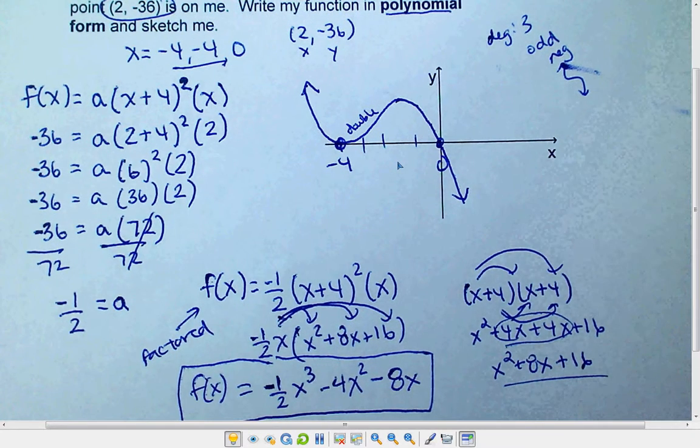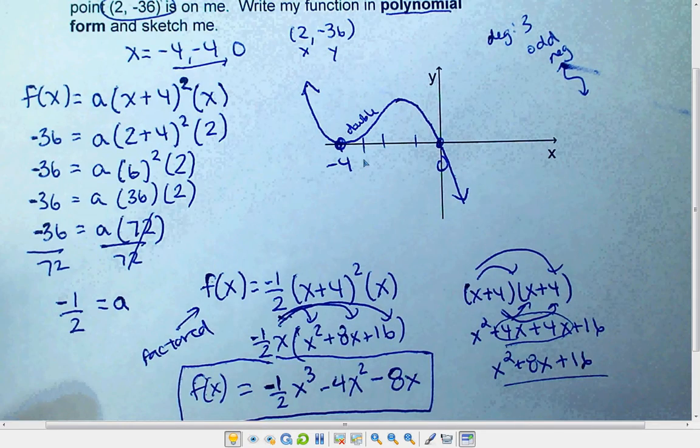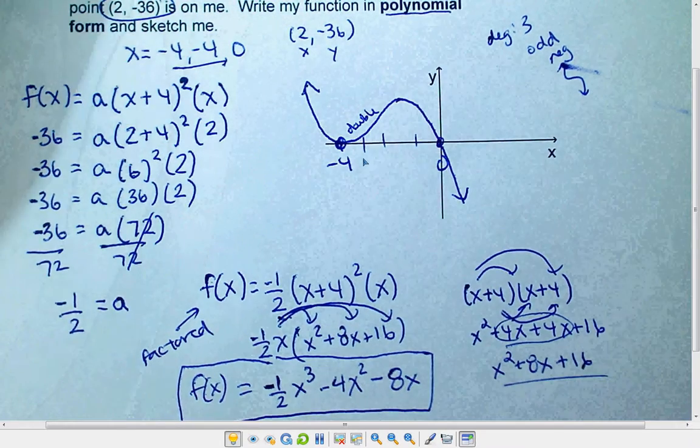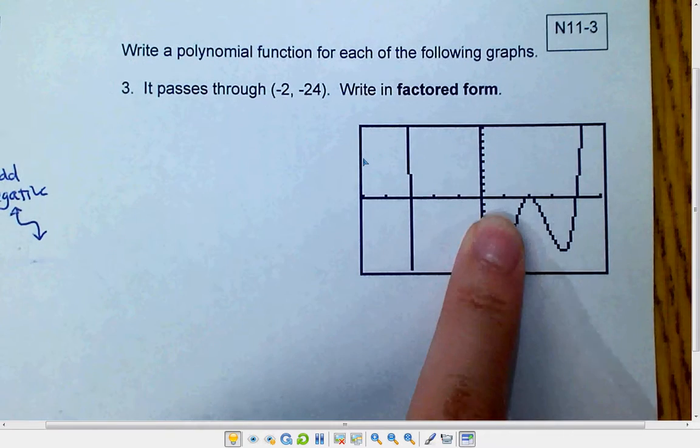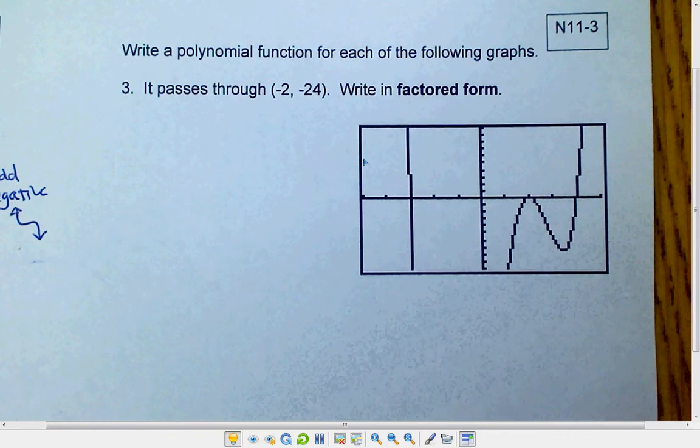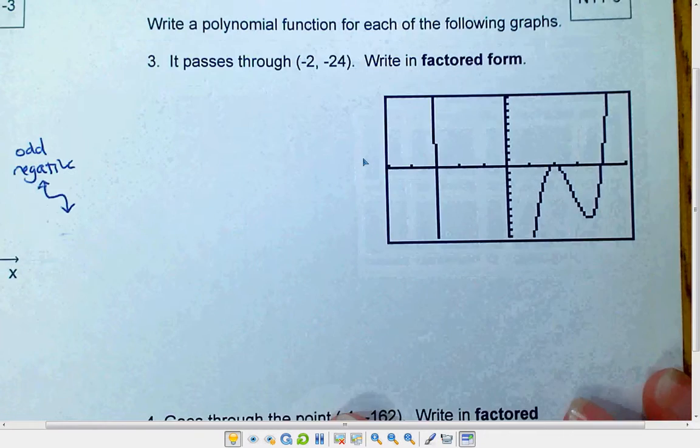Okay, let's do 3 and 4 now. So these two are a little bit simpler because this time we're starting off with the sketch. So let's look at number 3. We start off with the sketch. All we need to do is write the equation for each of these.